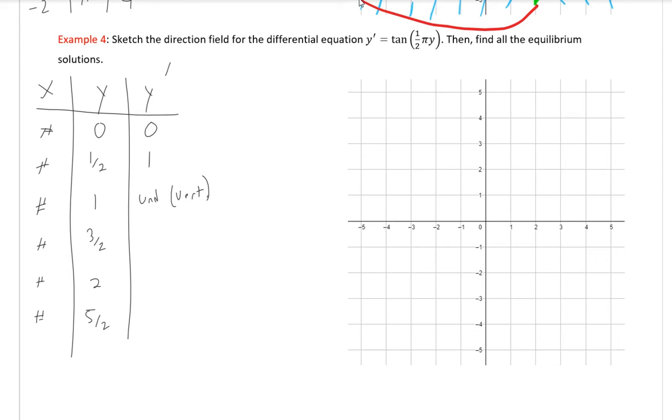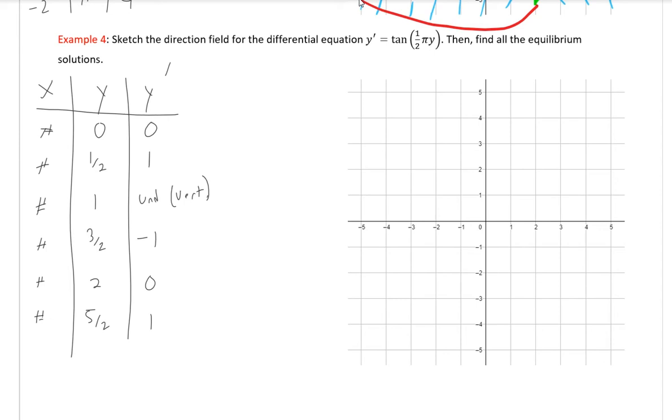3/2, if I plug in 3/2, I get 3 pi fourths. That's going to put us in quadrant 2, and over there tangent is negative, so that's -1. If I plug in 2, I get tangent of pi, which is 0. 5/2 will give us 5 pi over 4, which is in quadrant 3. Tangent is positive over there, so that's a +1. And I keep going like that.